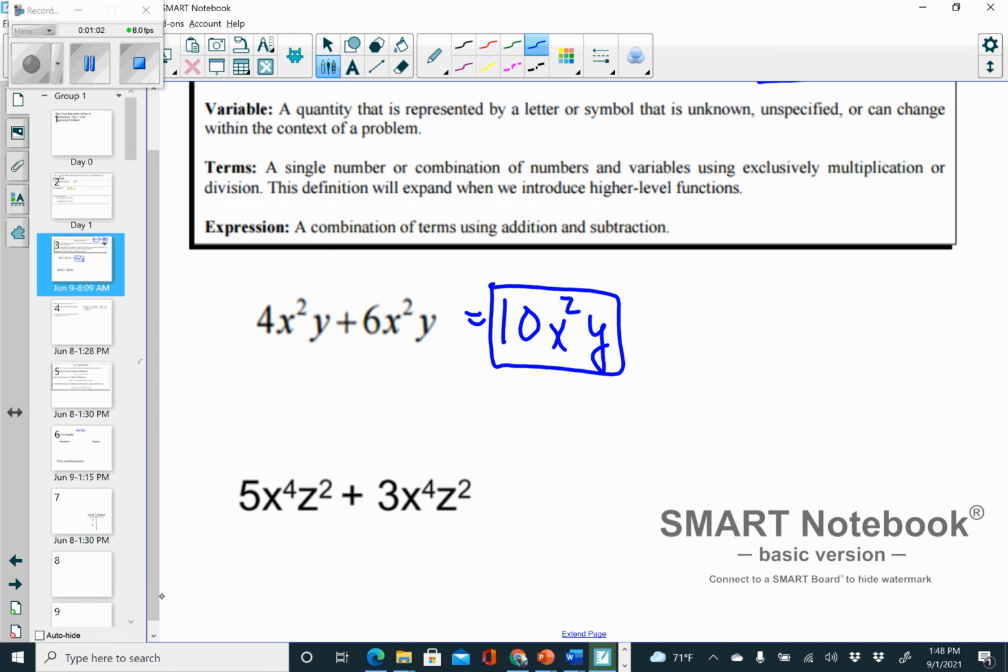Very similarly, the second problem that we have: x to the fourth z squared, boom, x to the fourth z squared. So you can combine them because they are like terms. So 5 plus 3 is equal to 8, and you bring the term along with it, x to the fourth z squared. I usually put a line on my z's so you know that it's a z squared.